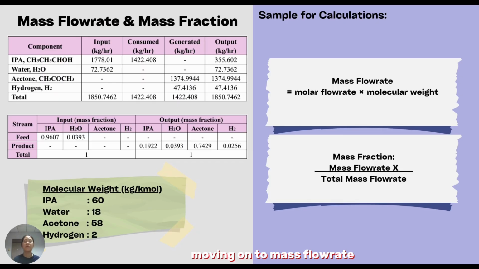Moving on to mass flow rate, we use the formula: molar flow rate of each component times its molecular weight. Then the mass fraction will be similar to the mole fraction, which is the mass flow rate of the component divided by the total mass flow rate.